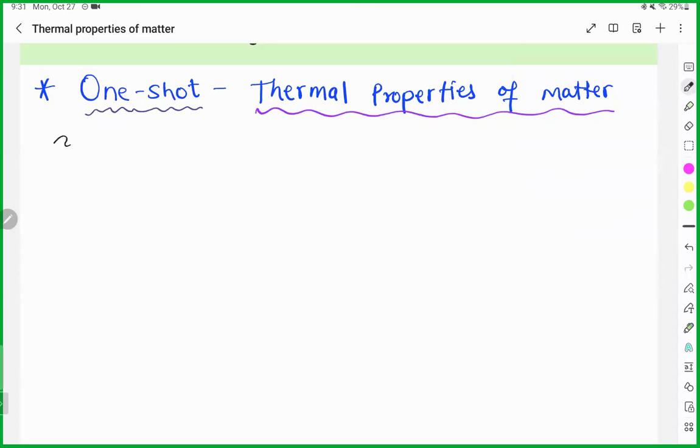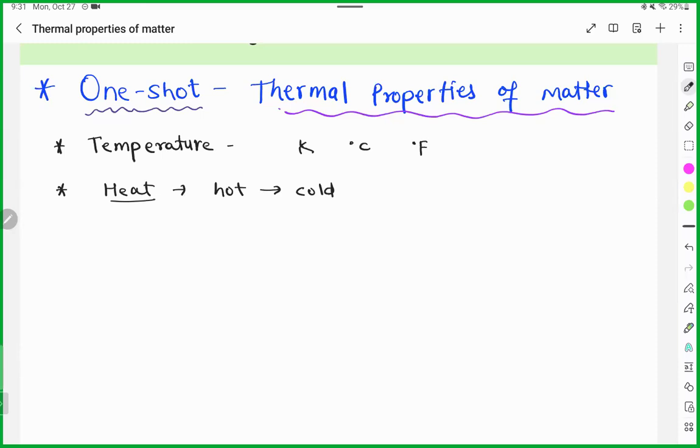So you know one thing, you have temperature, degree of hotness or coldness, right? And there are different units. It could be Kelvin, it could be degree Celsius, it could be Fahrenheit. Not degree Kelvin, only Kelvin. One thing, heat. Heat is one form of energy which flows from hot body to cold body always. Reversible is not possible, and it is always because of the temperature difference.